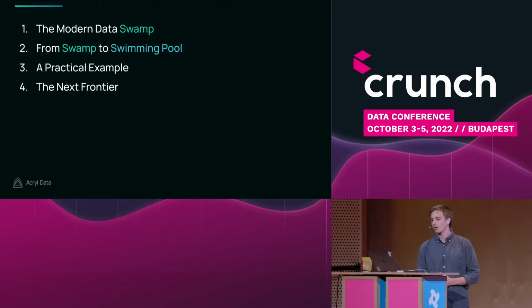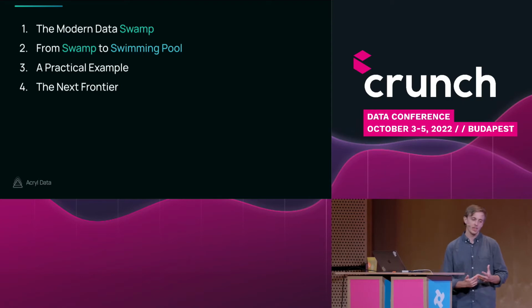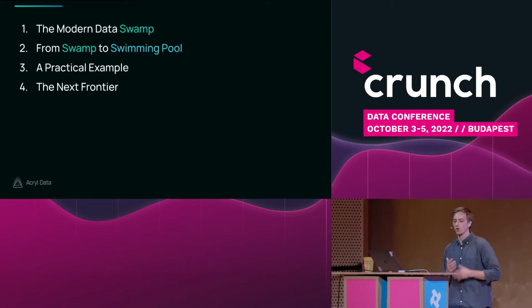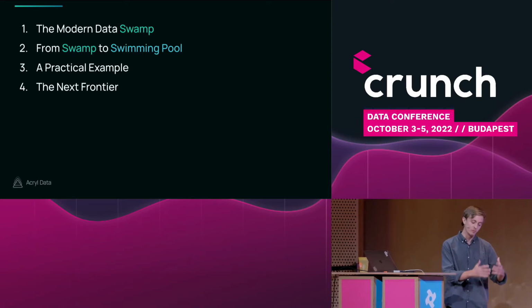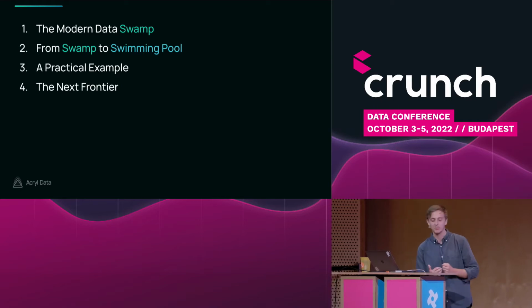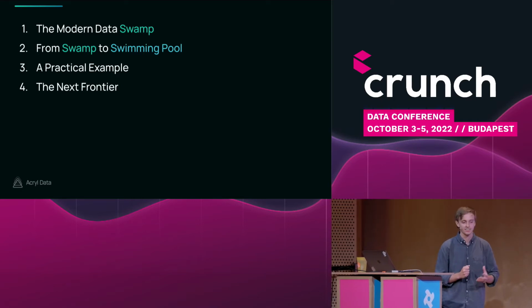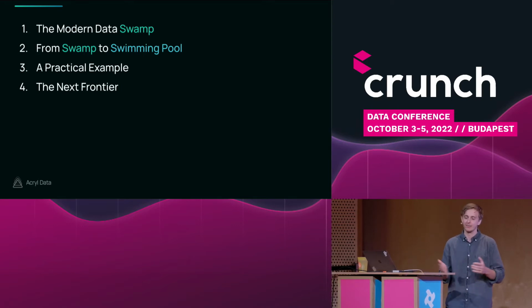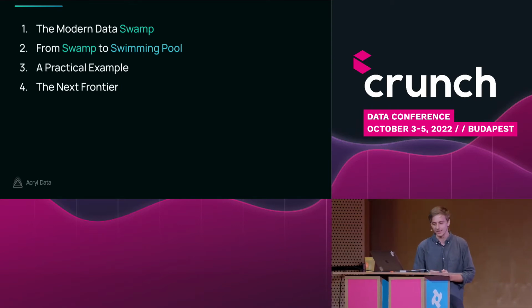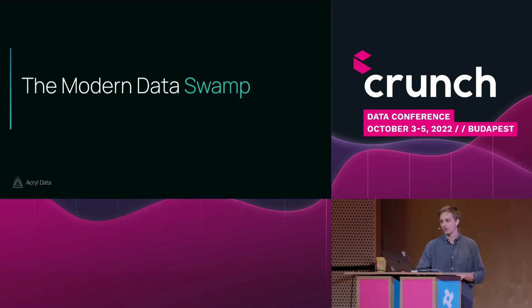First, we'll talk about what we mean by the modern data swamp. Then we'll go into a framework or a way to think about how to move from a swamp to more of that beautiful swimming pool. Then we'll put it into practice with a real example, and finally, we'll end with the next frontier of governance and where we think this space is headed. With that, we'll jump right into it.